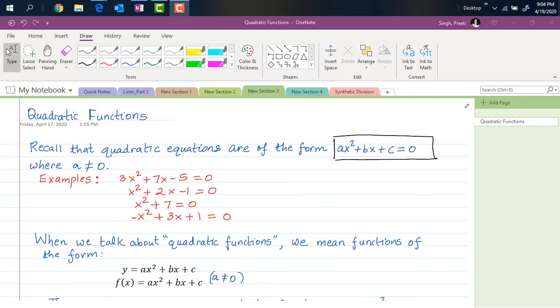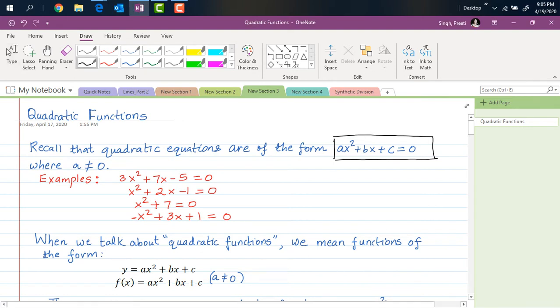I'm going to go over this new topic on quadratic functions, discuss a little bit of concepts with you, and go over some problems. If you recall, quadratic equations are always of this form, which is written in this black box right here. It's ax squared plus bx plus c equals 0, and a is never 0 because if a is 0, then that's not a quadratic equation.